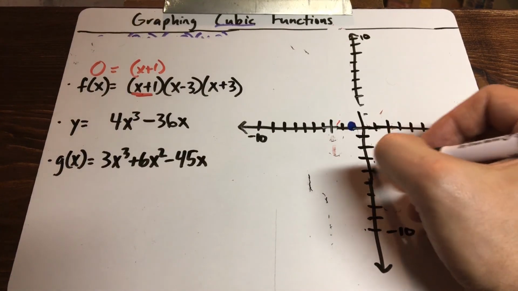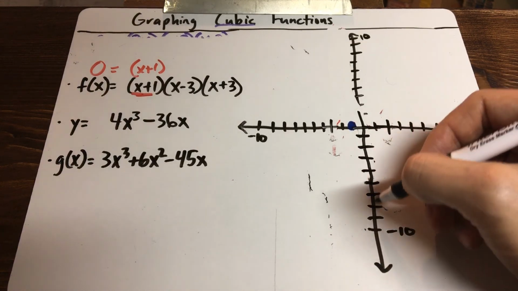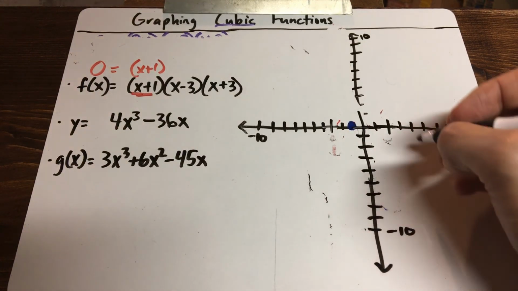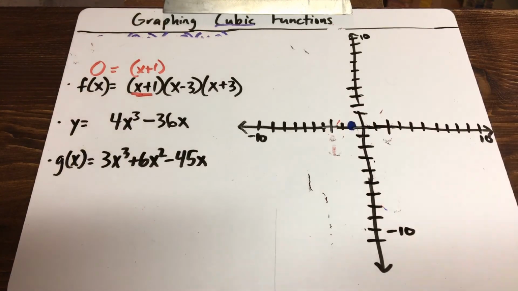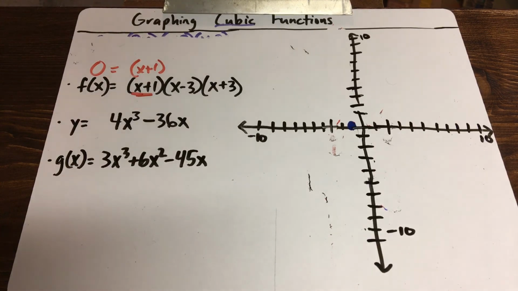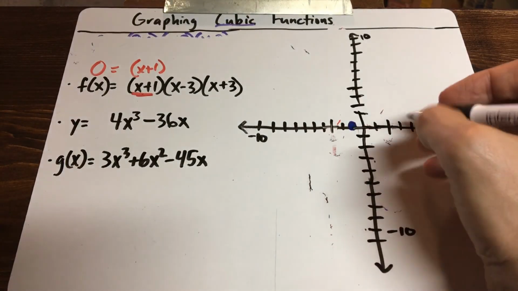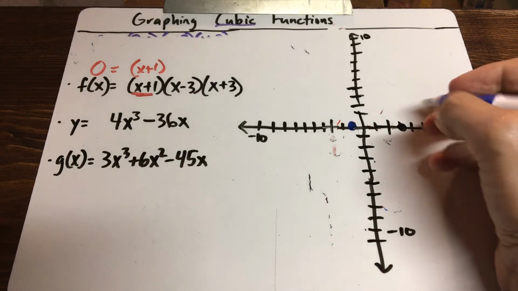1, 2, 3, 4. 1, 2, 3, 4, 5, 6, 7, 8, 9. Uh-oh, I lost one. Let's do another one for negative 10. 1, 2, 3, 4. Okay. So I know one of them is going to be negative 1 because plus 1 actually means 1 to the left. Here, minus 3 actually means 3 to the right. Or another way to think about it is the number 3.